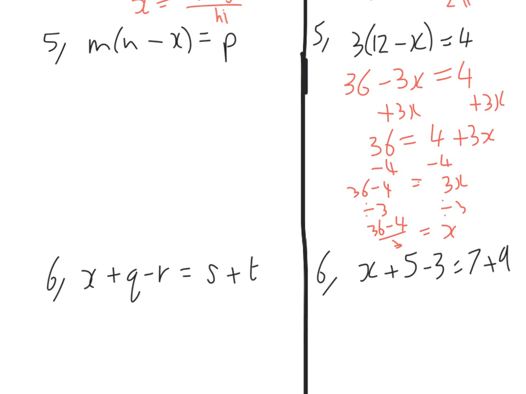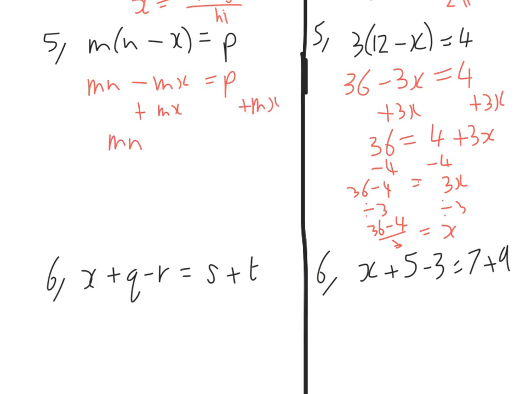So let's see if we can follow the same idea here. First thing we want to do is get rid of that bracket, so we can expand the bracket. mn minus mx equals p. If you wish, we want to get rid of that negative x term, make it positive, which some people find easier to work with.